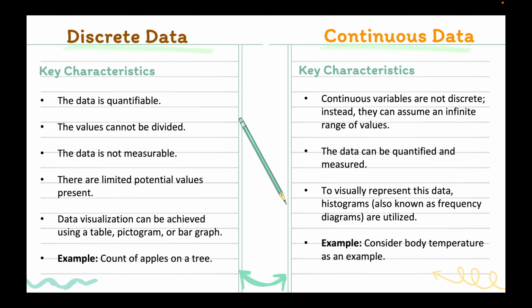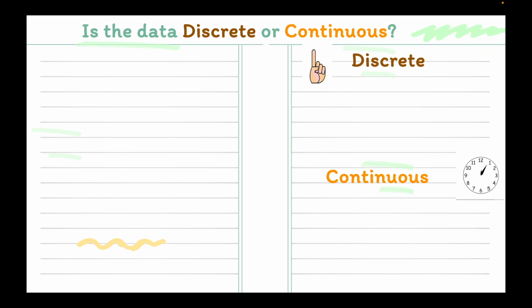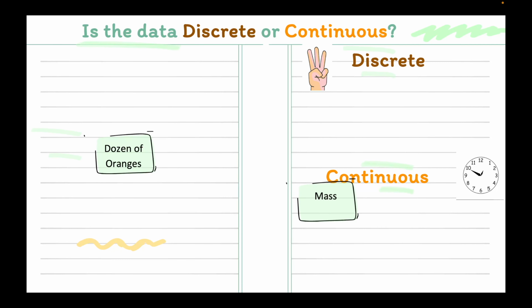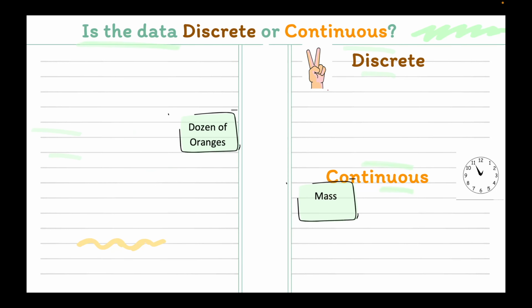Example of discrete data would be count of apples on a tree. Example of continuous data would be body temperature. Now that you know the differences, let's try to sort these out. Mass of an object. Mass is measured in kilograms, grams. It's continuous data. Dozen of oranges. Yes, they are countable. So it's discrete data.